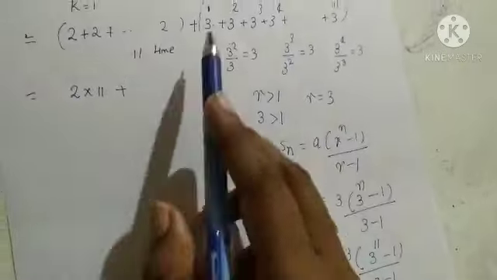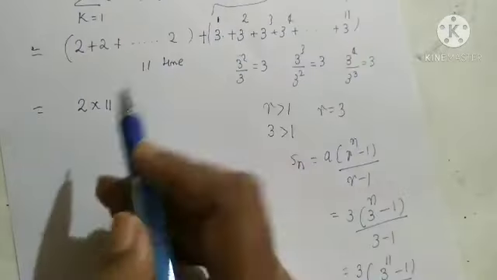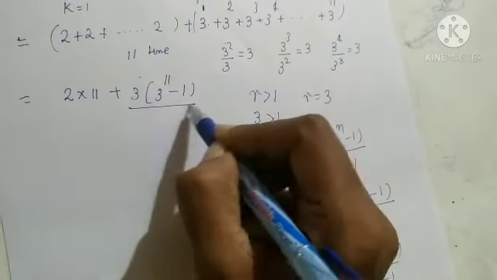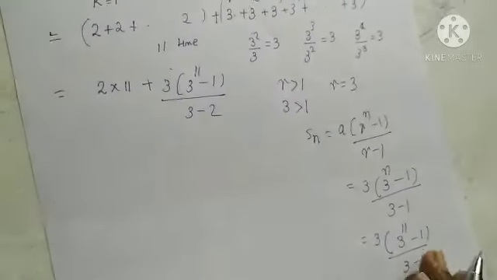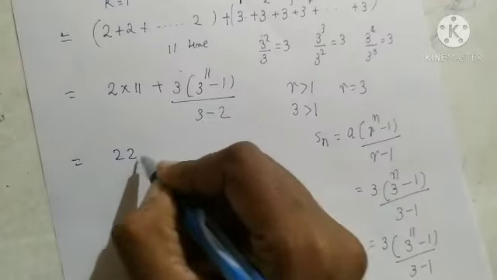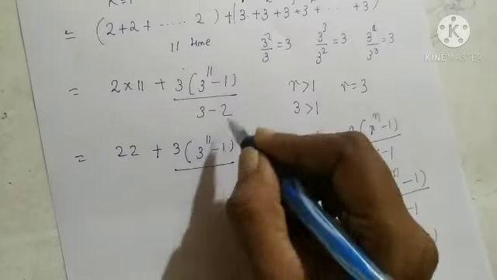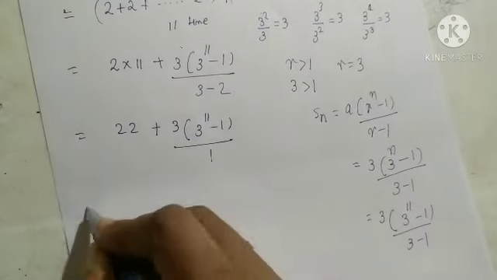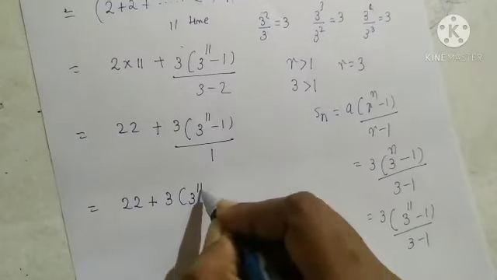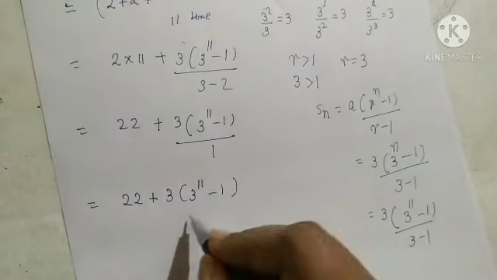Next I am going to substitute the sum of this term here. We get 3 into 3 raised to 11 minus 1 divided by 3 minus 1. The whole answer will be 2 into 11 is 22 plus 3 into 3 raised to 11 minus 1 divided by 3 minus 1, which is 2. So we get 22 plus 3 into 3 raised to 11 minus 1 divided by 2. So this is our final answer.